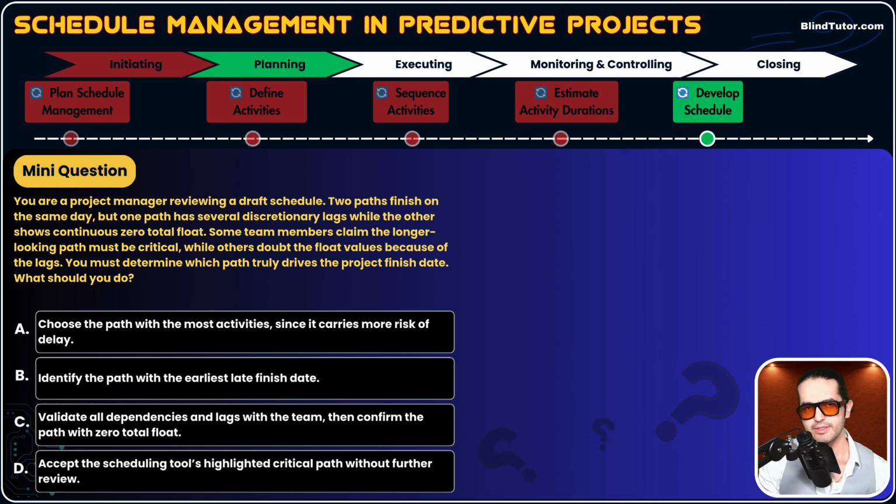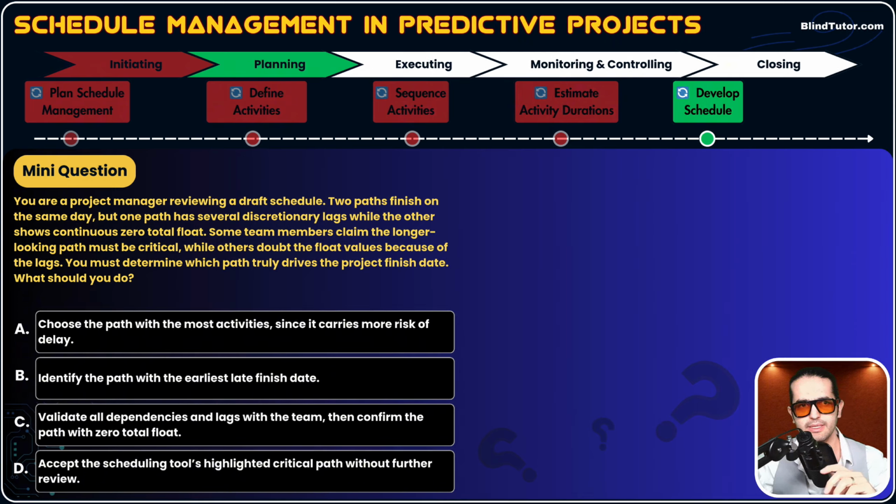which finish on the same day. So the duration of the two paths is the same. But there is some misinformation here. Dependencies and lags are not verified and validated well. One path has several discretionary lags while the other shows continuous 0 total float.